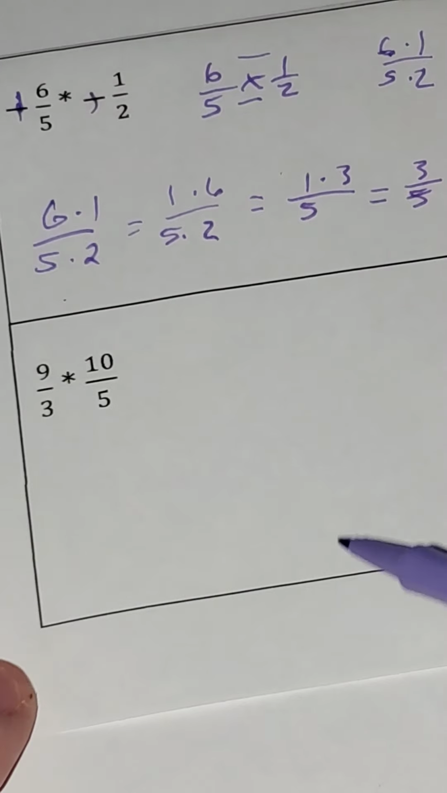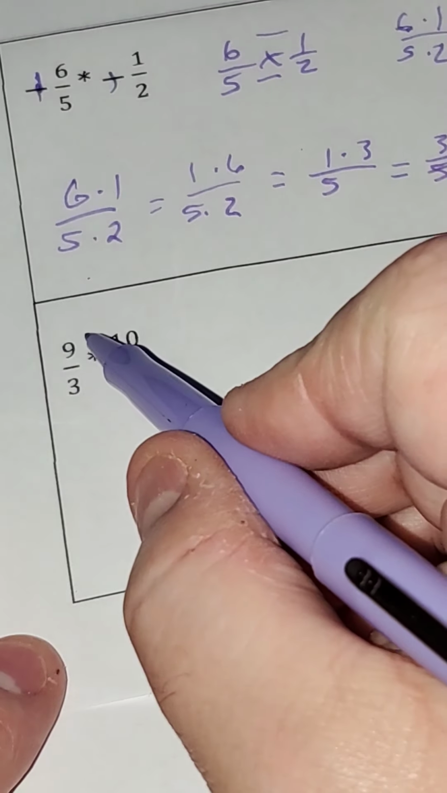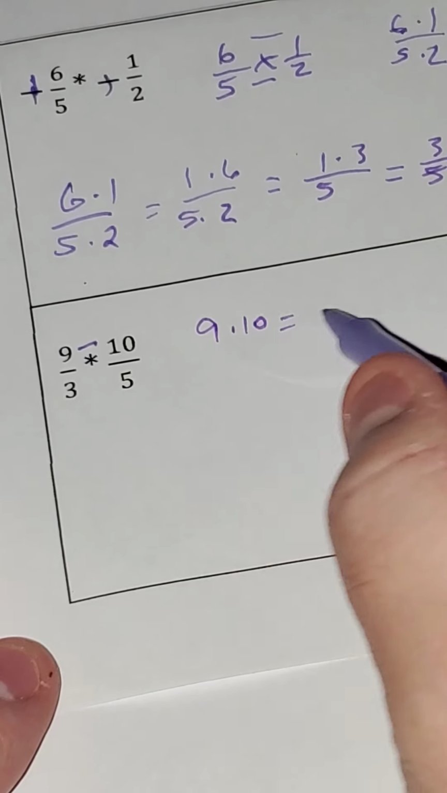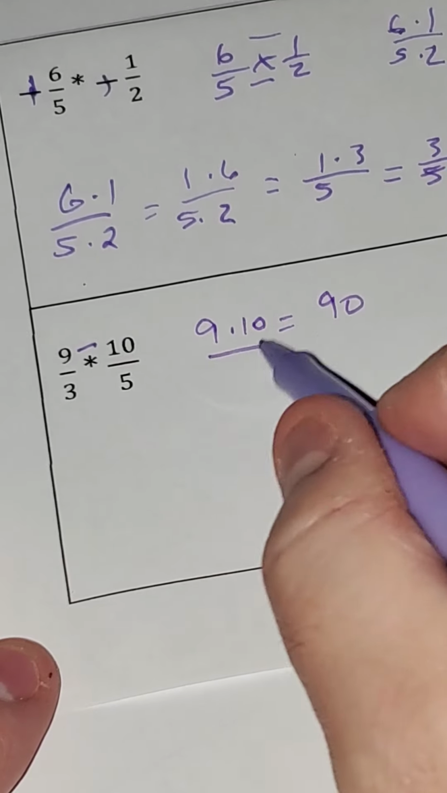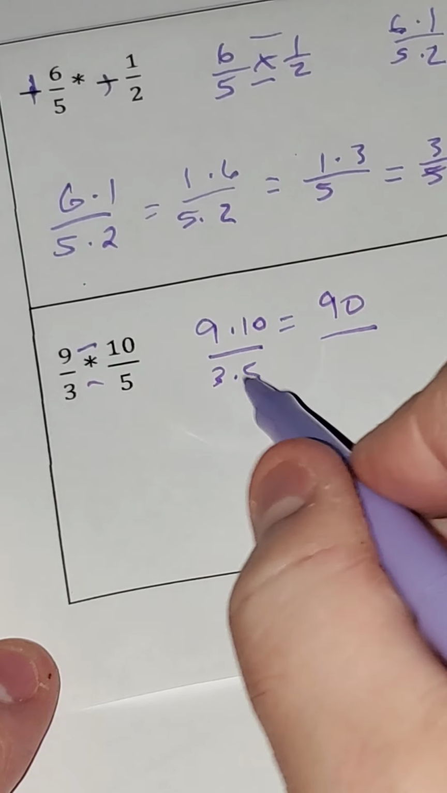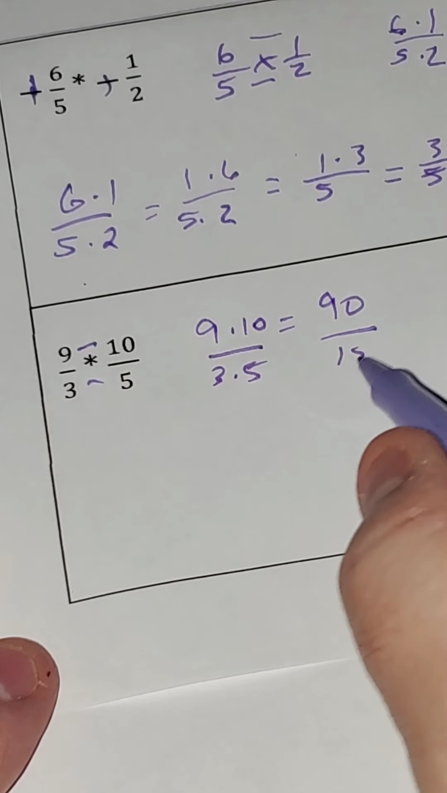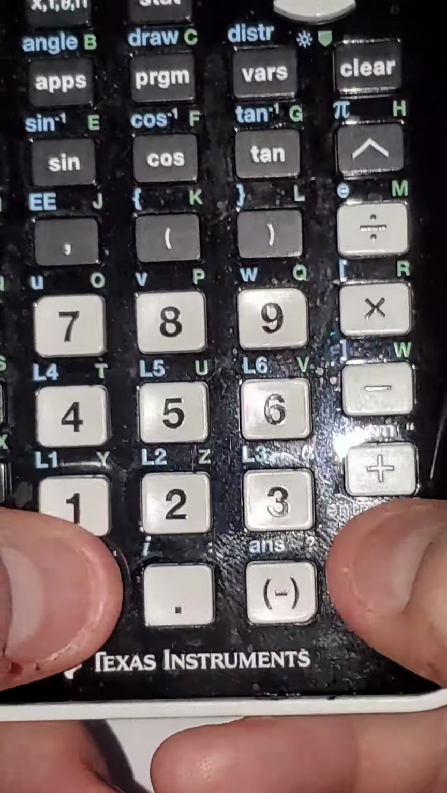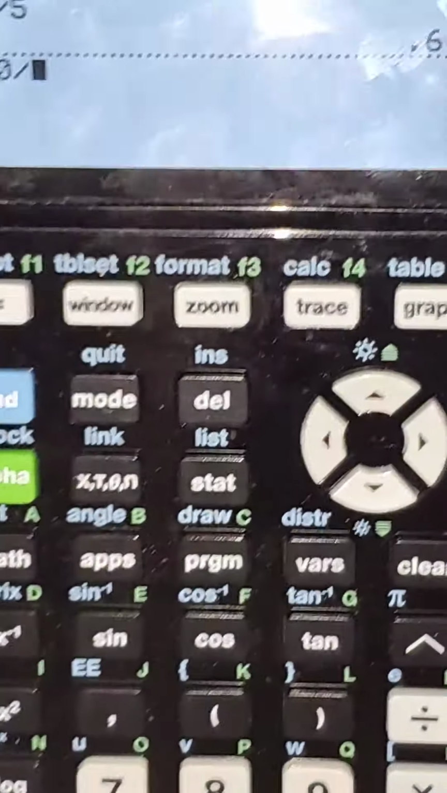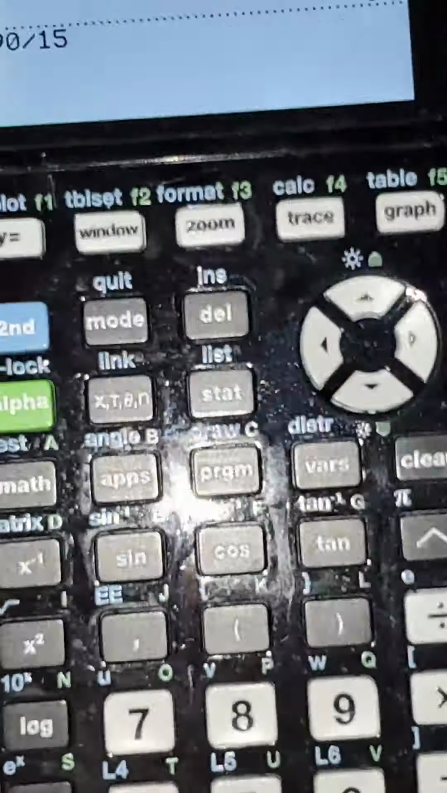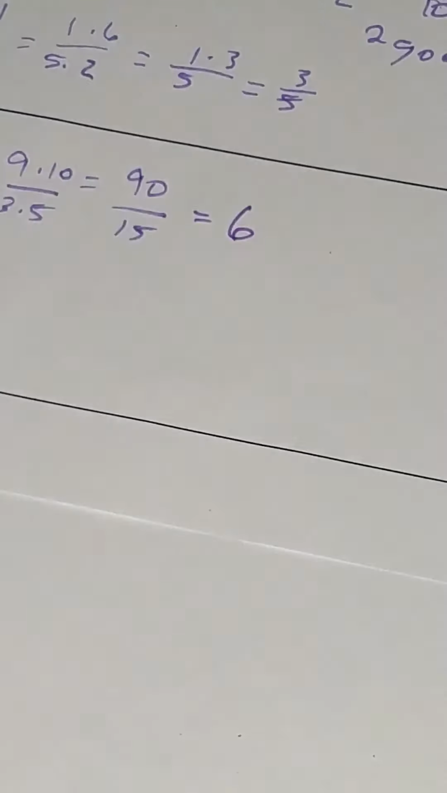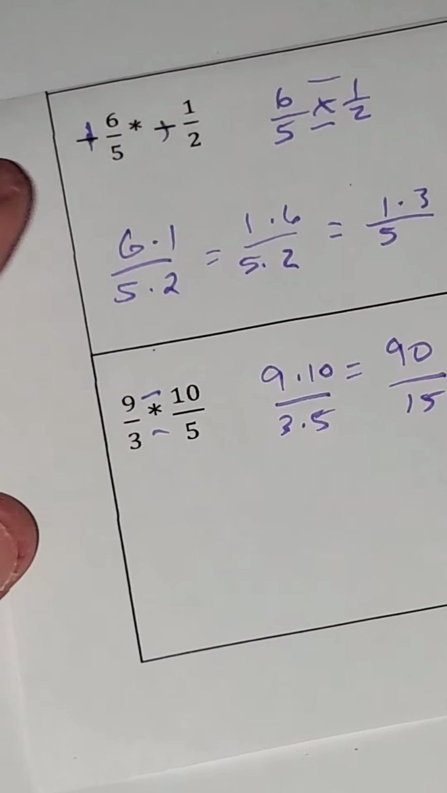Okay, here's another problem. It's straightforward. We would just do 9 times 10, and that would give us 90. Or the 3 times the 5. So over the 3 times the 5, and 3 times 5 gives us 15. If you don't know right away what that equals, again, you can do 90 divided by 15, and you get 6. So this is 6.